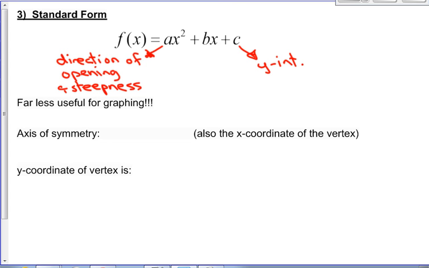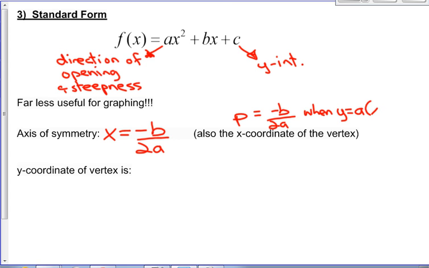Okay, here's the thing. This is not as useful for graphing, because you really want to know where that turning point is to be able to make the graph of a parabola. So some things you might want to know is that the axis of symmetry is at negative b over 2a. Or in your formula booklet, it gives you this. P is negative b over 2a.